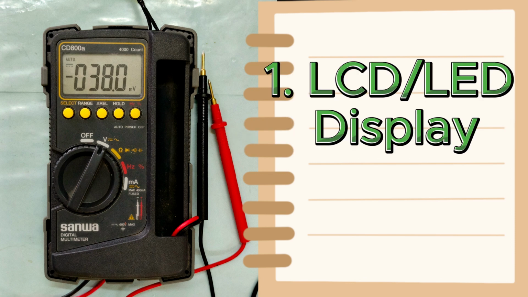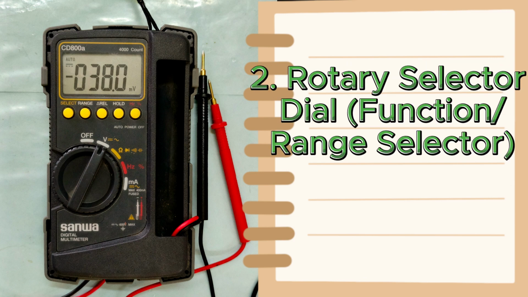1. LCD/LED display. Function: shows numerical readings of the measured values. Features: may include additional indicators like units (V, A, Ω), polarity (plus or minus), and function mode (AC/DC). Some advanced models include a bar graph for analog-like real-time feedback.